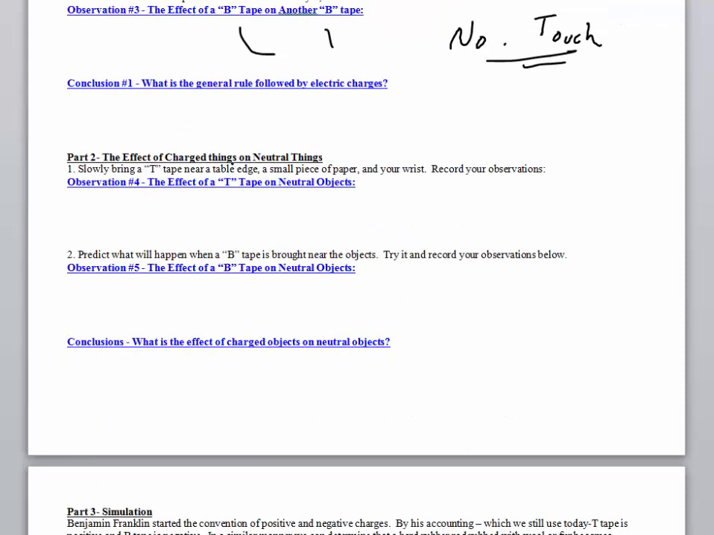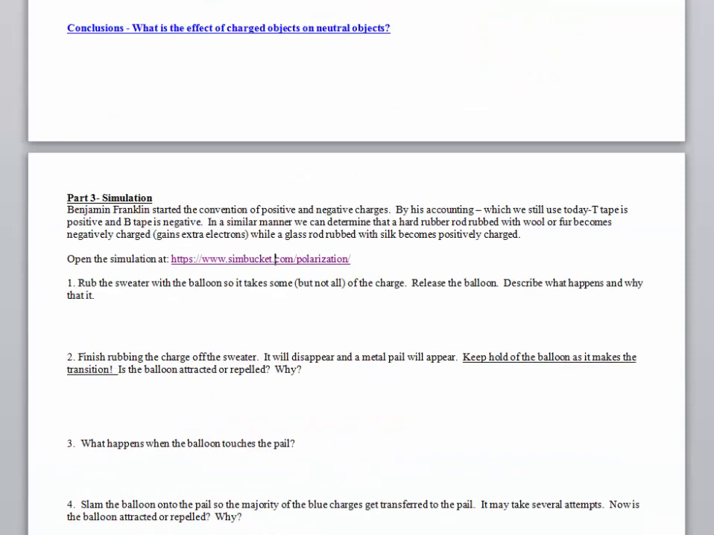Then we're going to take a look at charged things on neutral objects. How does the T tape affect a neutral object? How does a B tape? And what I really want you to be thinking of is that thing called charge polarization. And again, please don't let them touch anything, because then charge will be transferred.